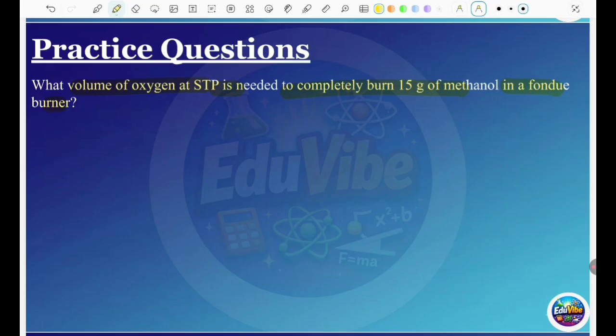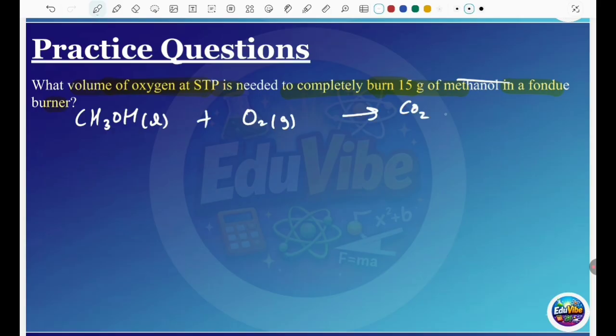So we are involving methanol. So there's a combustion thing, because we have to find the volume of oxygen, and there's a burner. So that means the methanol is burning, which is combustion. So the formula for methanol is CH3OH, which is in liquid form. It reacts with O2 gas, and will produce CO2 gas and H2O gas, in water vapors.